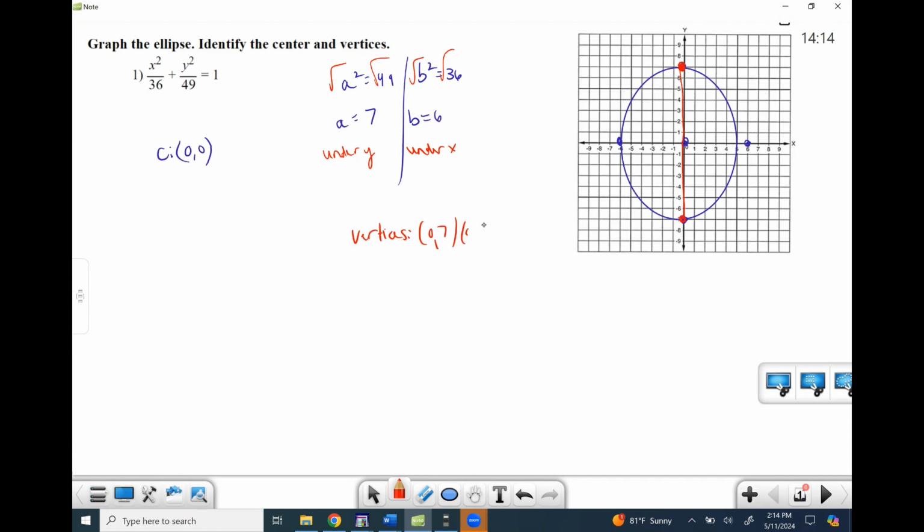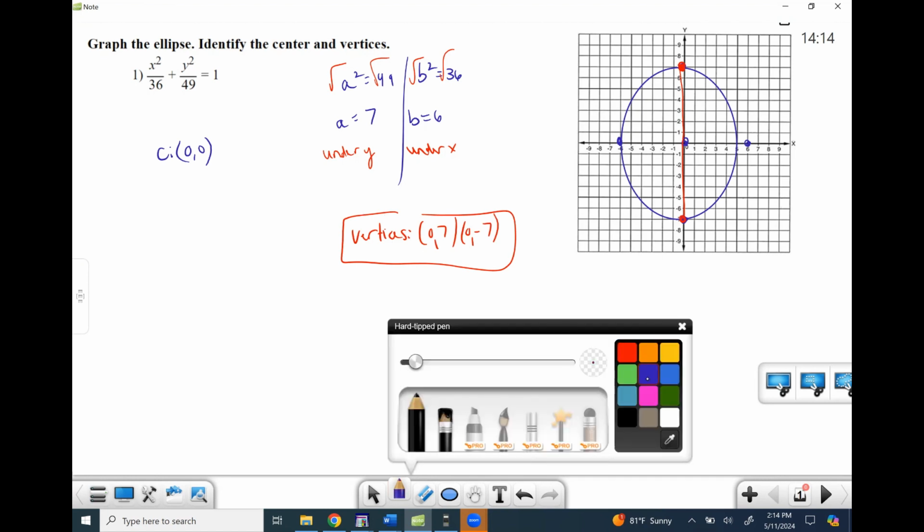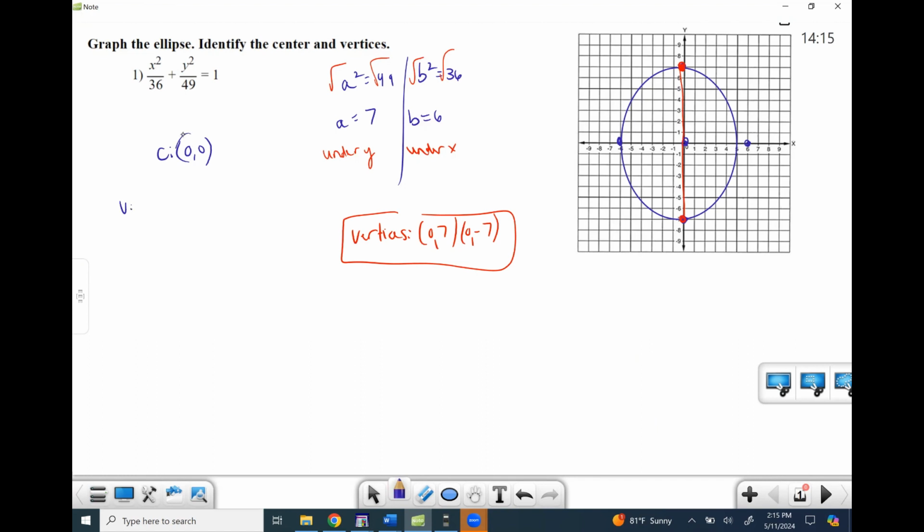Now, something I do want to point out because it's going to be important as we move on is that another way to get your vertices is to take your center and then figure out if you're going to be adding to the x value or the y value. Since the vertices are up and down in the y direction, then we would be taking the y value and adding and subtracting a to it.